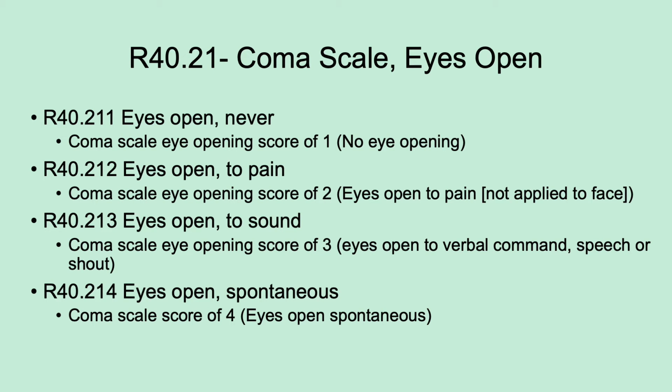And again, 3 codes are needed to complete the Glasgow scale. The first one I'm going to talk about is eyes. So R40.211, eyes open, never. And note under that says score of 1. The official scale says no eye opening, so the wording is the same. Some of them, the wording is a little bit different, but in this case, it's pretty much the same.